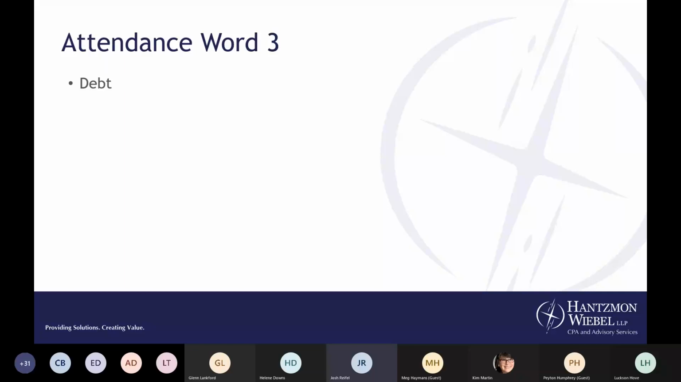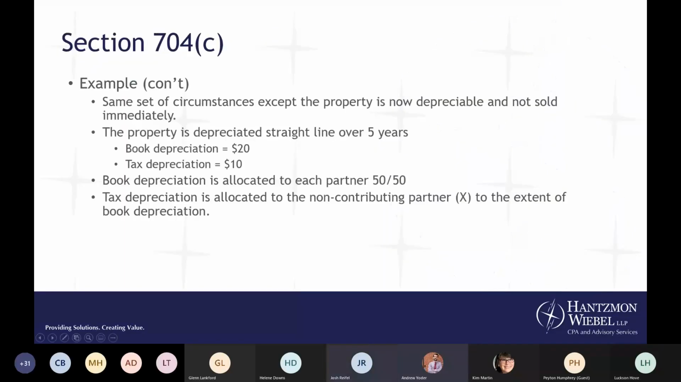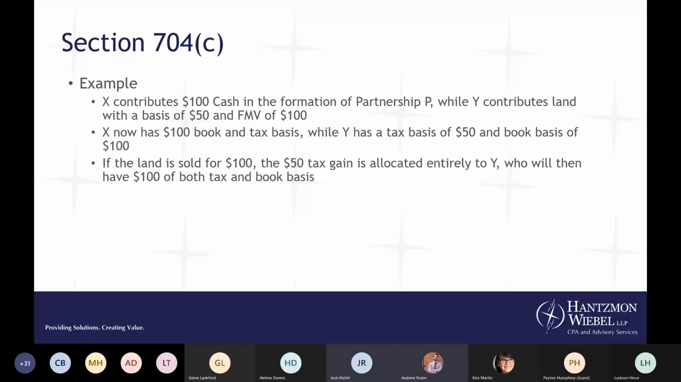Hey Josh, can you go back to the first example you had there with the land? This one? Yeah, so what if we sell the land and it has a different fair market value than when it was originally contributed? Like if it has an increase or decrease in value since it was contributed.